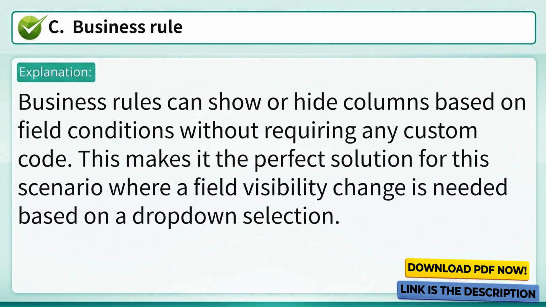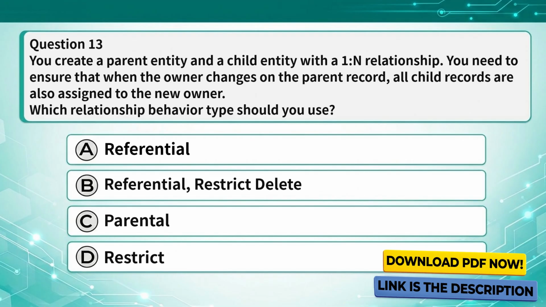Explanation. Business rules can show or hide columns based on field conditions without requiring any custom code. This makes it the perfect solution for this scenario where a field visibility change is needed based on a drop-down selection. Question 13.